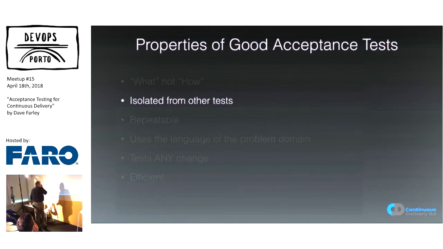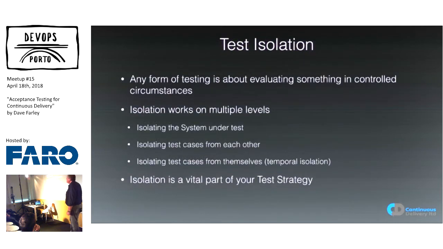Okay, so the next property of our good acceptance tests is we want them to be isolated from other tests. We'd like to be able to run multiple tests, ideally against the same instance of the software, and get predictable results. I think that's a reasonable statement.